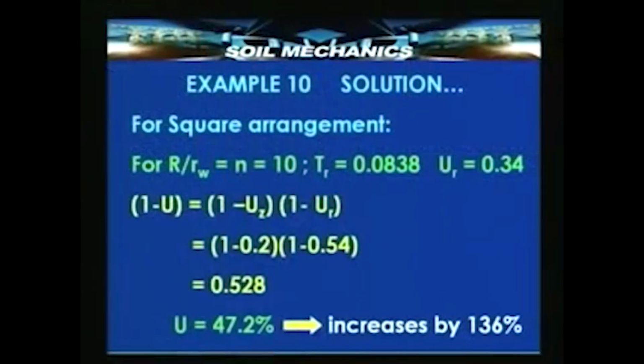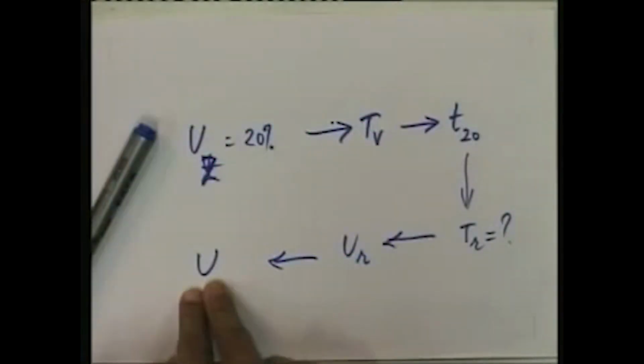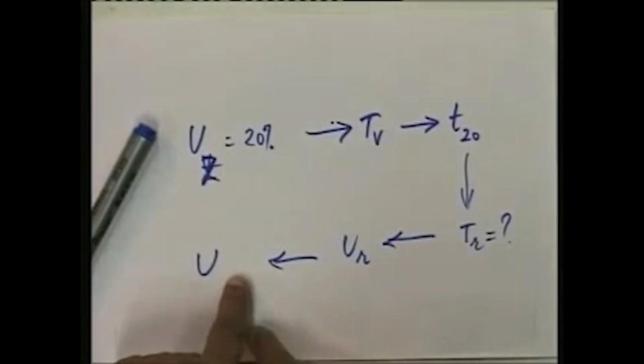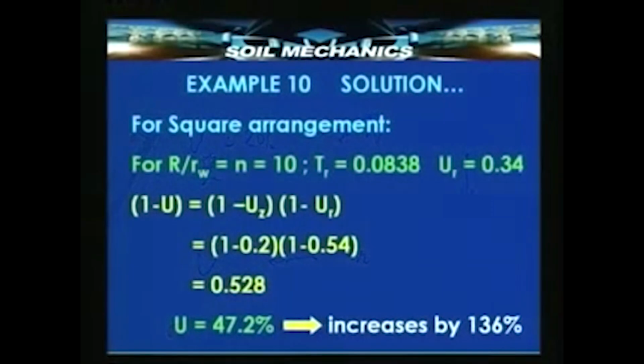So, for a square arrangement, a similar calculation will show that TR is 0.0838 and UR is 0.34, and this gives us 1 minus U equals 1 minus UZ into 1 minus UR. As I mentioned just now, it gives capital U as 0.528, which means from 0.2 we have reached a value of 0.528 because of this radial consolidation arrangement, and that means there is an increase of 136% over the no sand drain case.